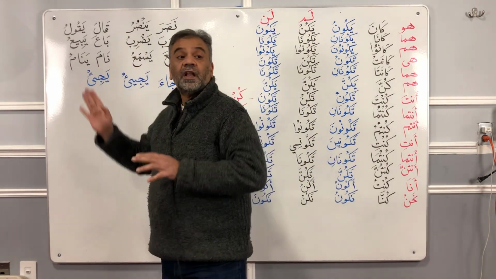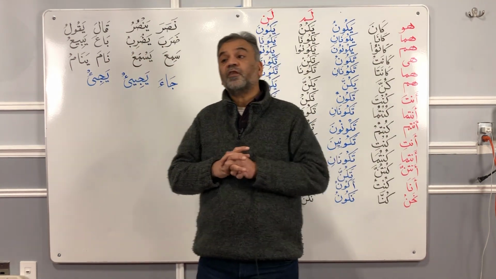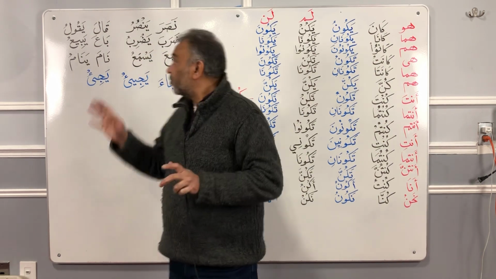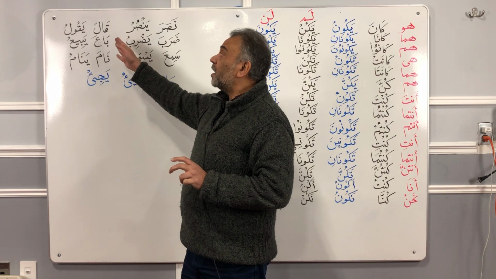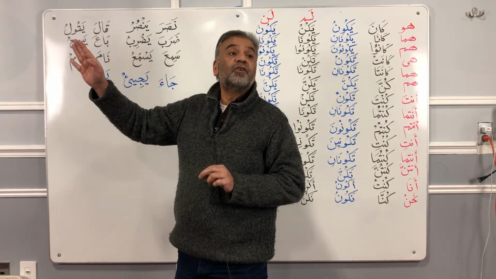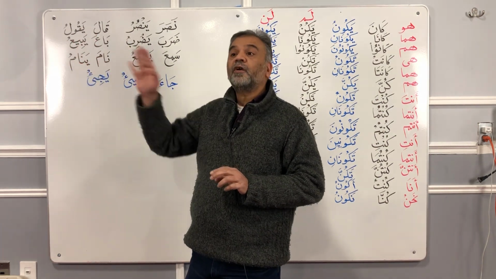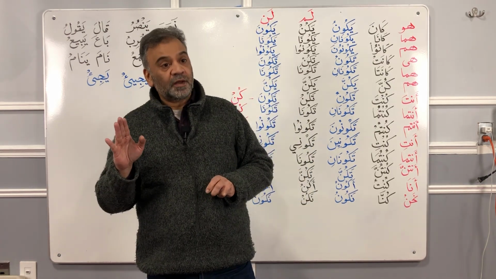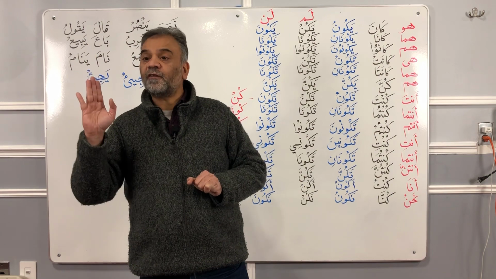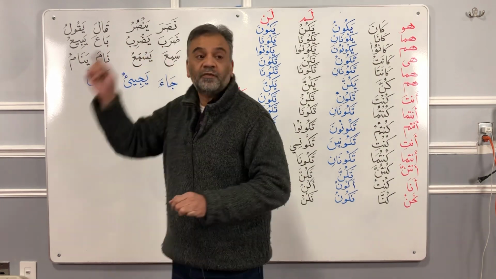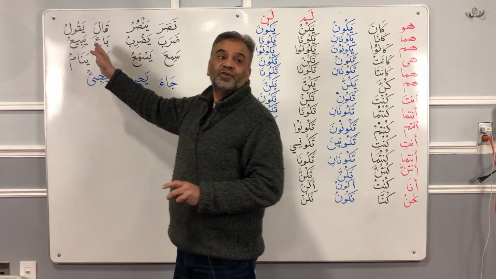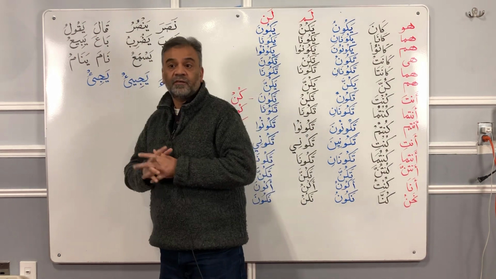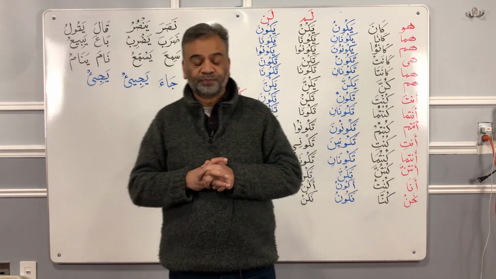So, when we say qala, qala belongs to bab nasara. So, nasara yansuru, but qala technically it should be yaqwulu, but we also learned that waw is compatible with dhamma. So, the letter coming behind the waw should get the dhamma. So, the dhamma will move from waw to the letter behind, yaqulu.